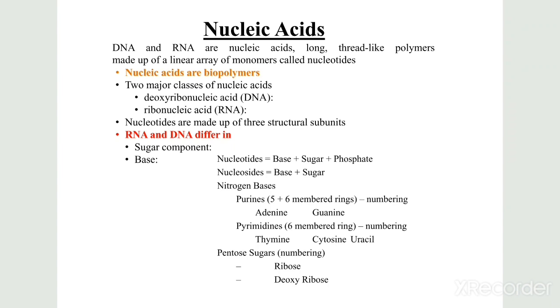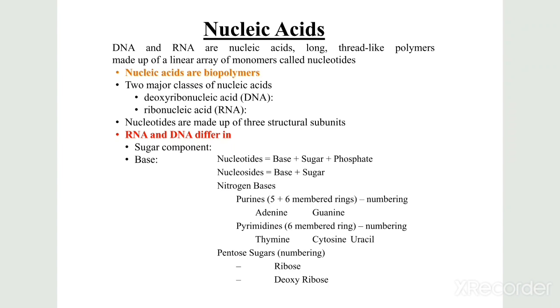Nucleic acids are basically complex organic thread-like biopolymers that are made up of multiple subunits. Well, they are classified as deoxyribonucleic acid and ribonucleic acid. They are made up of three structural subunits: sugar component, bases, and the phosphate groups. If we see the bases, there are two types of bases, purines and pyrimidines.